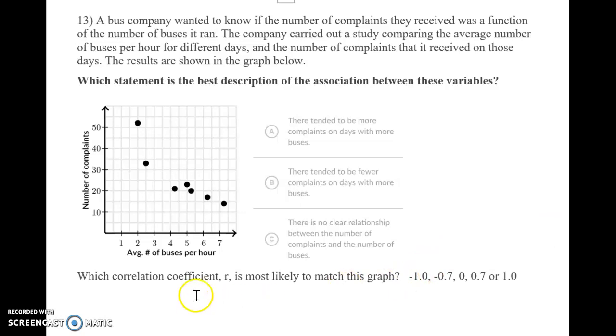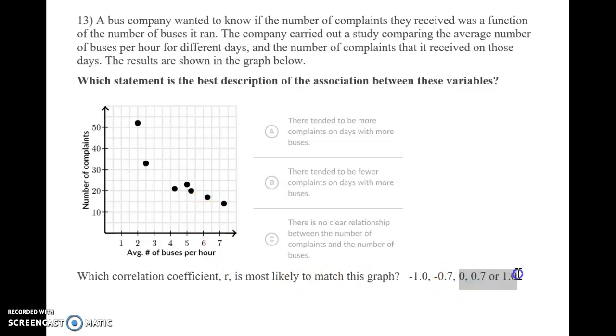Now, which correlation coefficient R is most likely to match this graph? -1, negative 0.7, 0, 0.7, or 1.0? Well, we can't tell exactly what it is, but we do know it's a negative correlation. And it certainly is a correlation. It's fairly strong. It looks like they fall almost in a line. So we can get rid of 0, which would be no correlation.